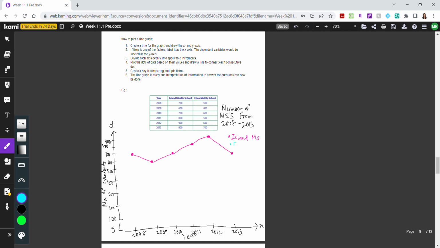Now let's do it for Eden Middle School. All right, so Eden is 500, and then next year is 400, and the next year is 600, and then let's see, the following year is back to 500 again, and then 600, and then finally, oops, I just realized I plotted that wrongly for this one. All right.